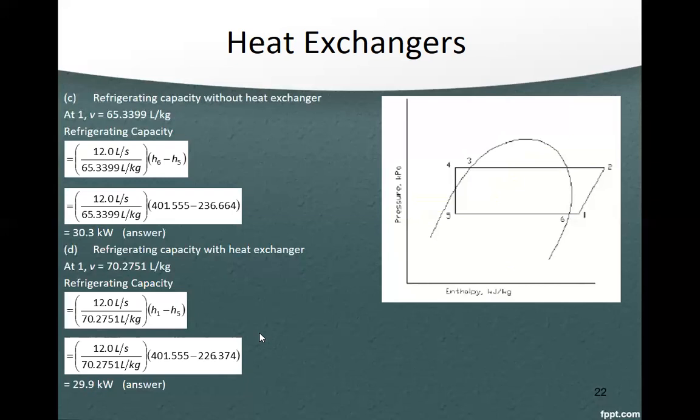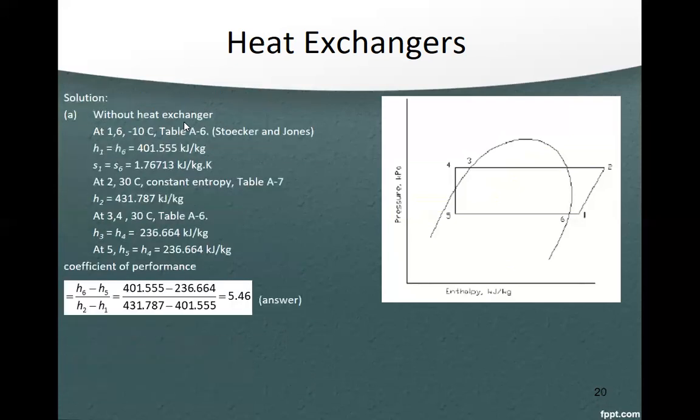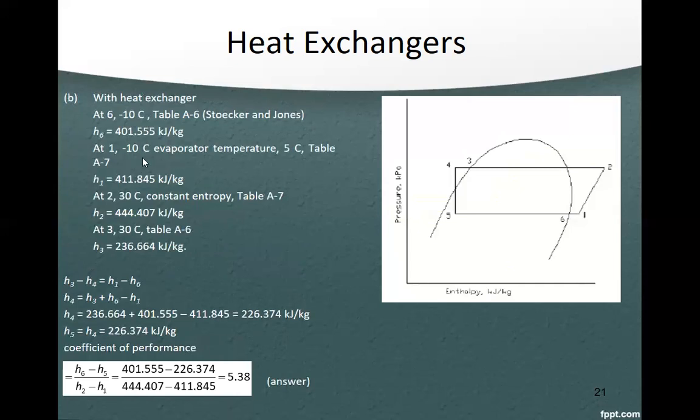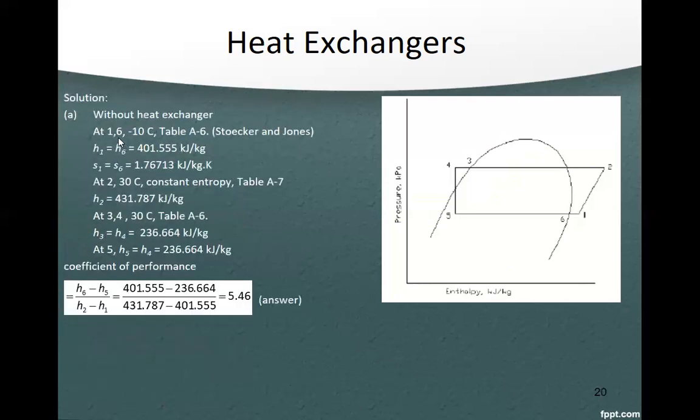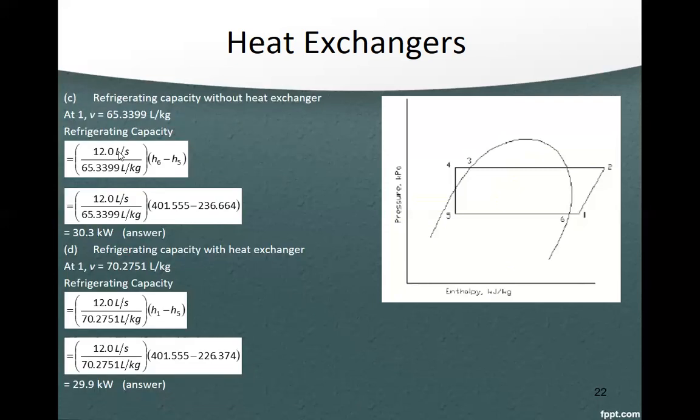Letter C, refrigerating capacity with a specific volume at state 1, so v1 is equal to 65.339 liters per kilogram. How did you get this? In the properties, when you get state 1, you will also see it there. So refrigerating capacity is 12 liters per second divided by 65.89 liters per kilogram. This is the mass in kilograms per second, times H6 minus H5. So 401.555 minus 236.664. Sorry, this is state 1 here, so this is v1, the saturated one.